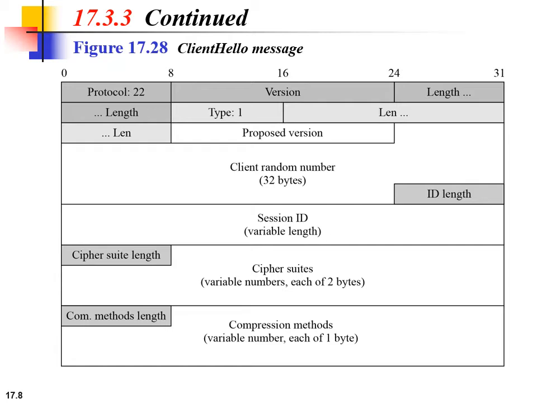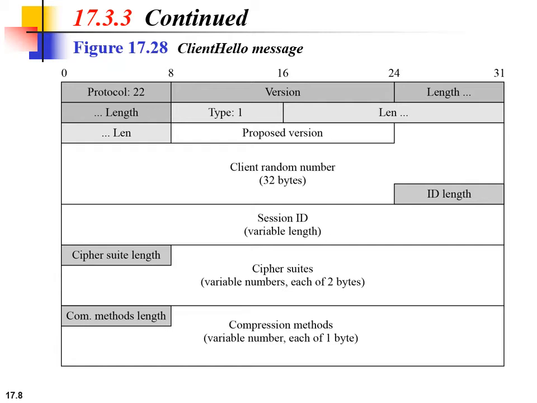And the next one is the cipher suite list. This variable length field gives the list of cipher suites that the client supports. The field lists the cipher suites from the most preferred to the least preferred. Each cipher suite is encoded as a 2-byte number.